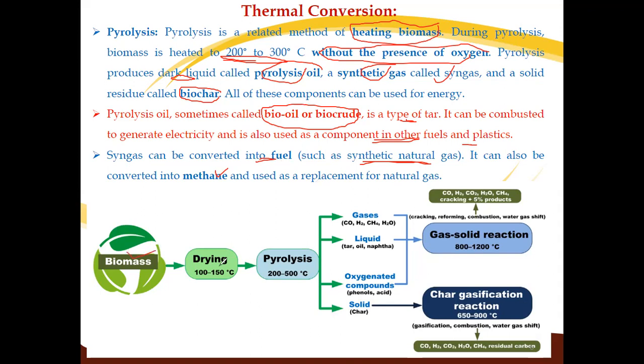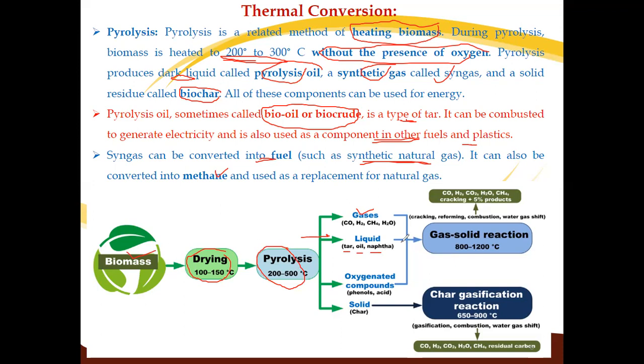So for biomass, drying takes place at 100 to 150 degrees Celsius. The pyrolysis takes place at 200 to 500 degrees Celsius. From that pyrolysis, we get gases such as carbon monoxide, hydrogen, methane, and H2O. This gas type is called synthetic gas, or syngas, or synthetic natural gas. Then from this pyrolysis we can also generate liquid fuel. That liquid fuel is called tar, oil, or naphtha.